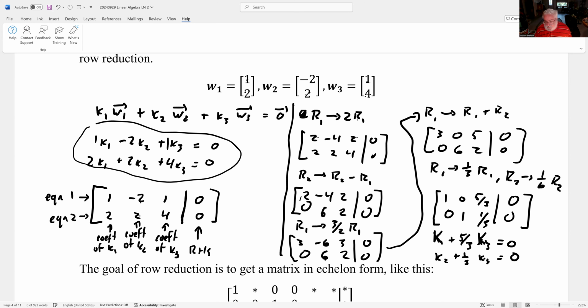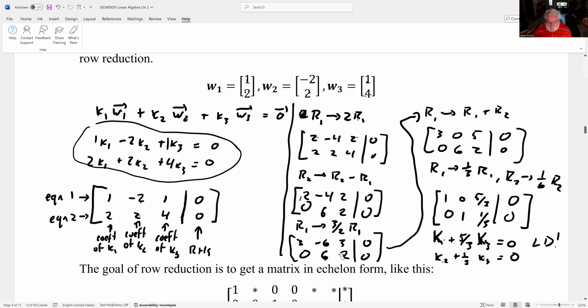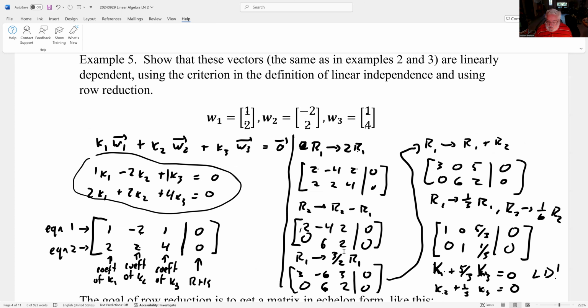Every choice of K3 gets me a choice of K1 and K2, and then we can plug those back in. There are infinitely many solutions, and so these things are linearly dependent because there are infinitely many solutions for that. Note also here a relationship among the columns. I'm running out of space. We started with V1, V2, V3, W1, W2, W3.